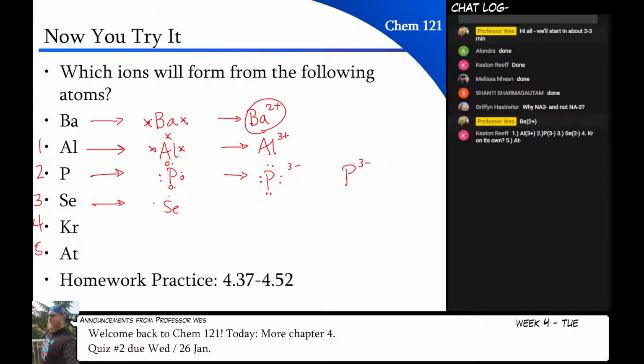So selenium is in group 16, has 6 valence electrons. I got to add 2 more to it.